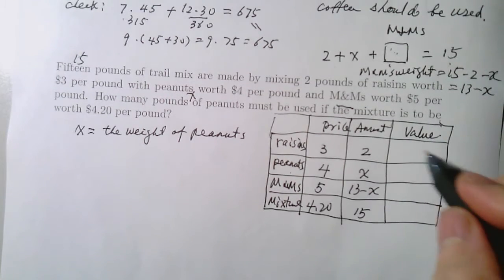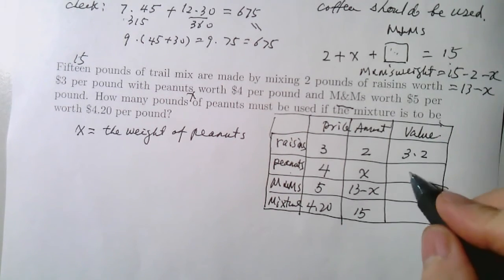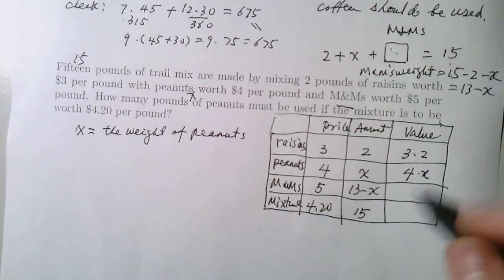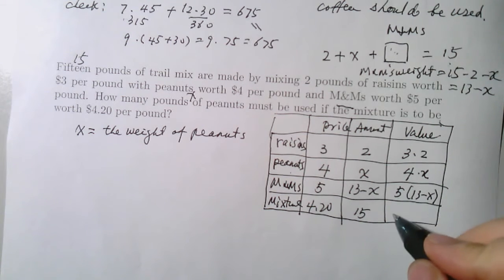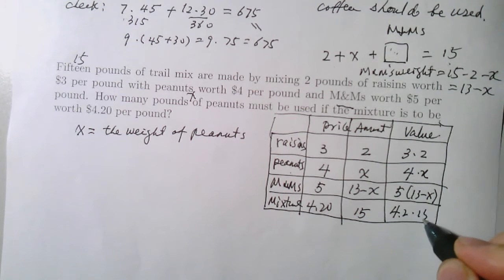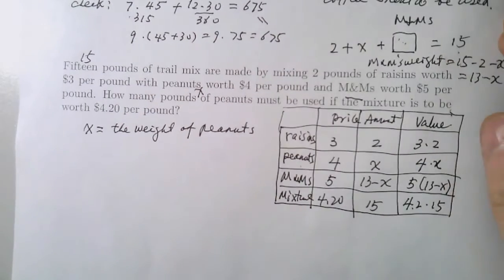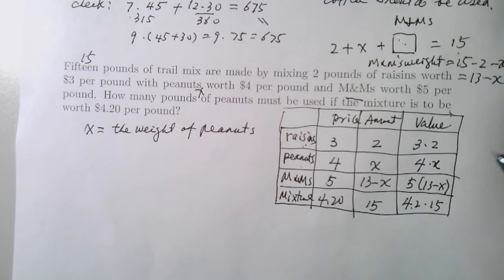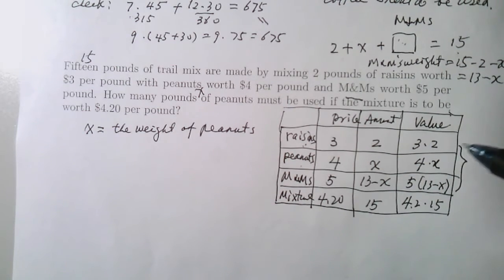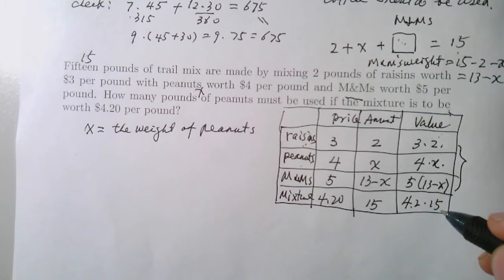And raisins value is 3 times 2. Peanuts value is 4 times X. M&M value is 5 times (13 minus X). And the mixture's value is 4.2 times 15. So now, in this case, there's 3 different goods here. We put this together. The total value is this value plus this value plus this value. That's before mixing. Each of these values added together equals the mixture's value, which is after mixing.